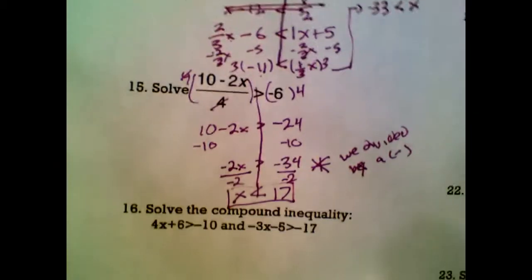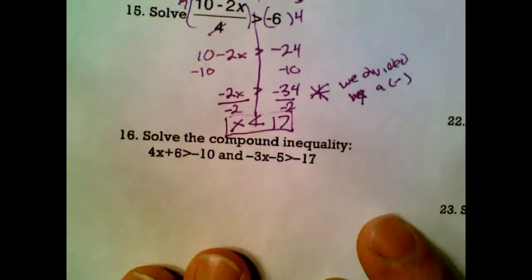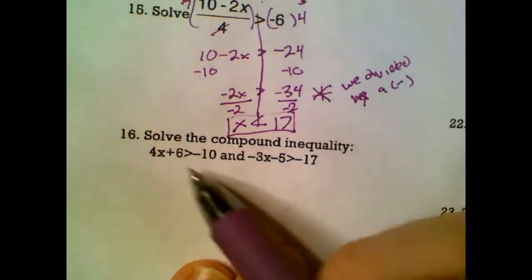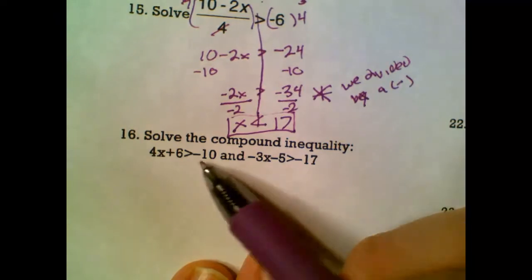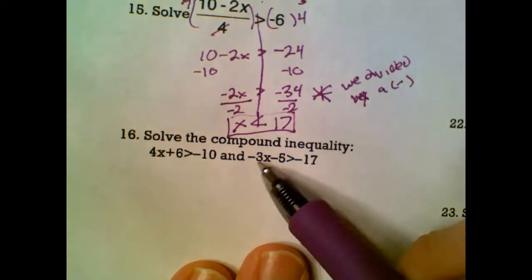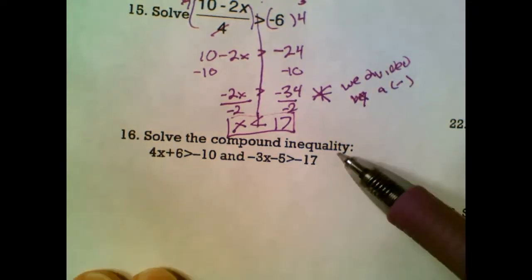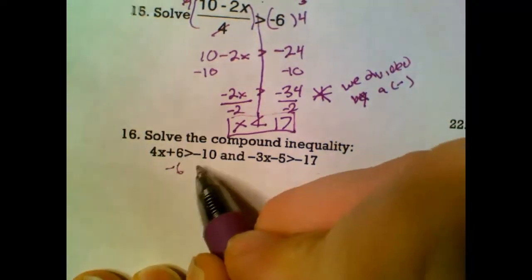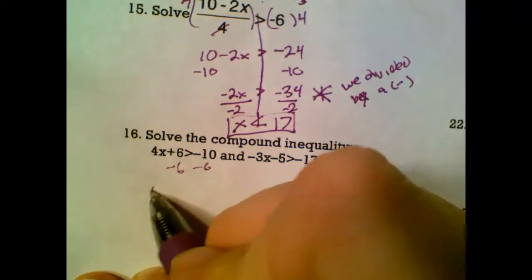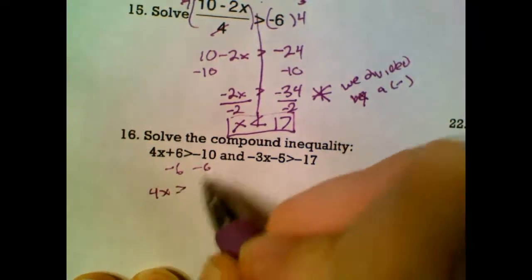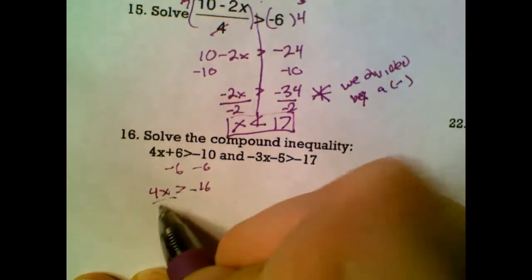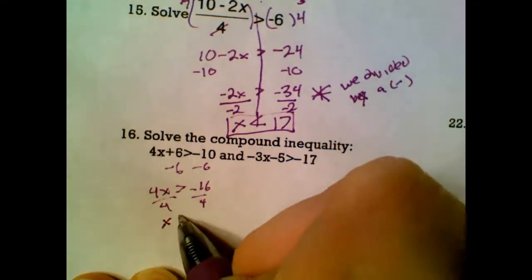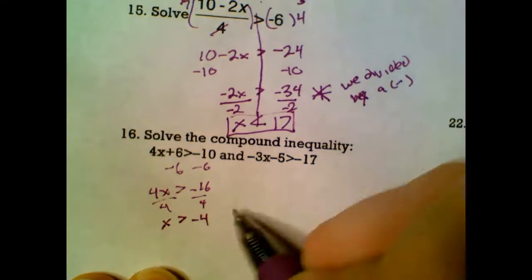Okay, moving on to number 16. We've got to solve the compound inequality here. So we got 4x plus 6 is less than 10, and negative 3x minus 5 is greater than 17. So let's solve this compound. It's really just two things with an and. So let's subtract 6, subtract 6. So we've got 4x is greater than negative 16. Divide by 4, divide by 4. And so we have x is greater than negative 4.